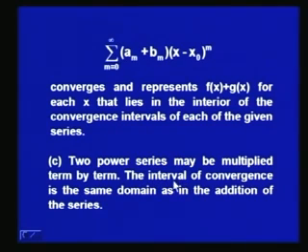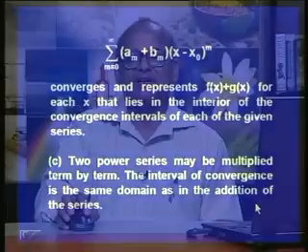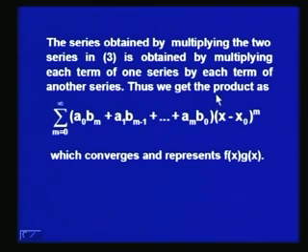The interval of convergence is the same domain as in the case of the addition of the series, that is, the interior of the convergence intervals of each of the given series. The series obtained by multiplying the two series in 3 is obtained by multiplying each term of one series by each term of the other series, and thus we get the product as sigma m equal to 0 to infinity (a_0 b_m plus a_1 b_(m minus 1) and so on, a_m b_0) into (x minus x_0)^m, which converges and represents f(x) into g(x).